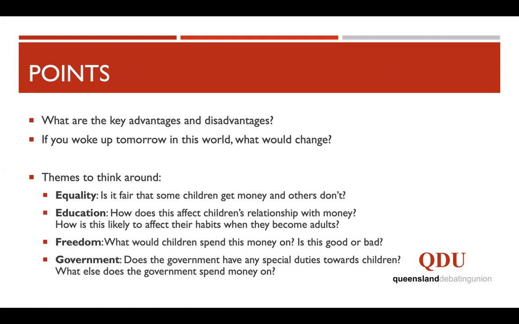Finally, the government. Does the government have any special duties towards children? Do they have any special obligations that they are failing to fulfill right now? Additionally, what else does the government spend money on? Can you argue that these other things are far more important than spending money on children?